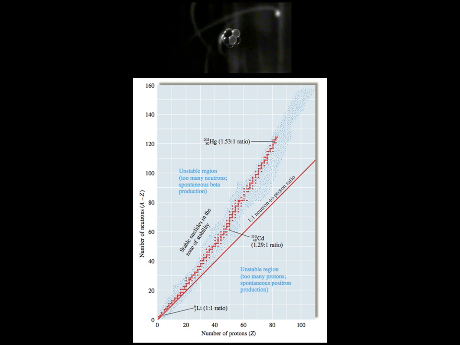A neutron to proton ratio that is too high will lie above the valley of stability and have too many neutrons, and tend to convert neutrons to protons via beta decay. A neutron to proton ratio that is too low will lie below the valley of stability and have too many protons, and tend to convert protons to neutrons via positron emission or electron capture.